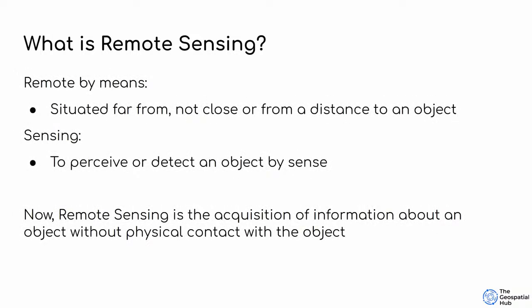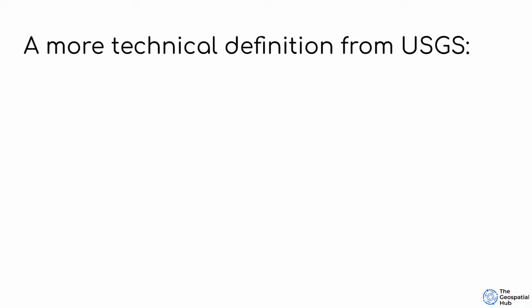So last week we defined what remote sensing was. We established that remote sensing is basically acquiring information about an object without having physical contact with the object, hence the name remote sensing. We are sensing information about an object or a phenomenon from a remote location. So basically that's what remote sensing is.